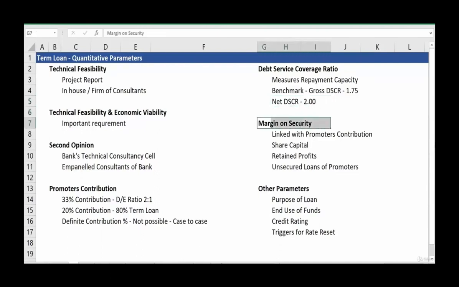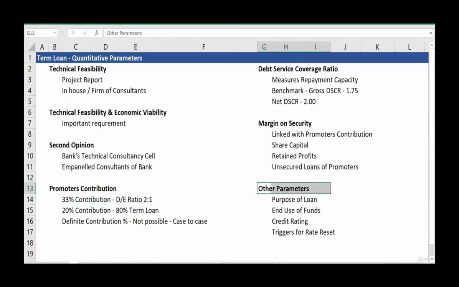See, this is linked with promoter's contribution as well, because I said 33% promoter's contribution will give a debt equity ratio of the project as 2:1. Here this 33% promoter's contribution need not be entirely in the form of share capital. It can also be in the form of retained profits of the business. It can also be in the form of unsecured loans brought in by promoters. But the bank will try to keep this ratio as 2:1, and crossing 2:1 may require deviation approval and all.